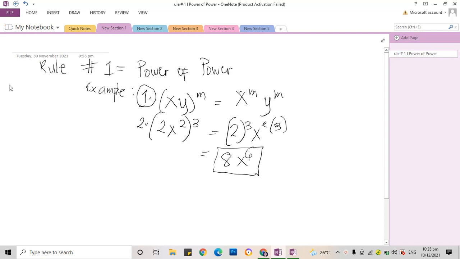Hello guys, good evening. So in this video we're going to tackle the different kinds of laws of exponents. So the first law is the power of a power.